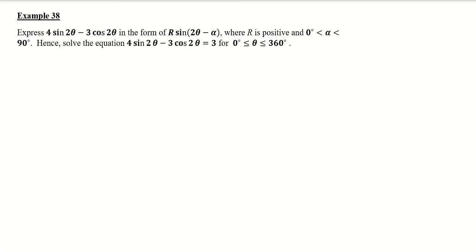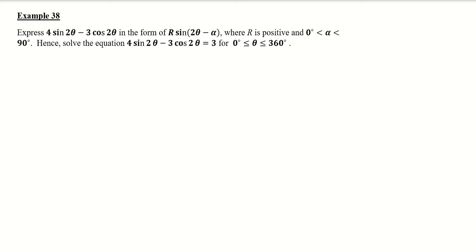Okay, example 38. Express 4 sine 2 theta minus 3 cos 2 theta in the form of r sine (2 theta minus alpha), where r is positive and alpha is an acute angle. That's the first part of the question. And the second part of the question: hence solve the equation 4 sine 2 theta minus 3 cos 2 theta equals 3 for theta between 0 and 360.